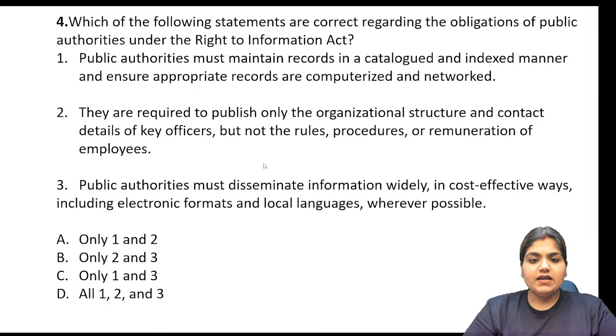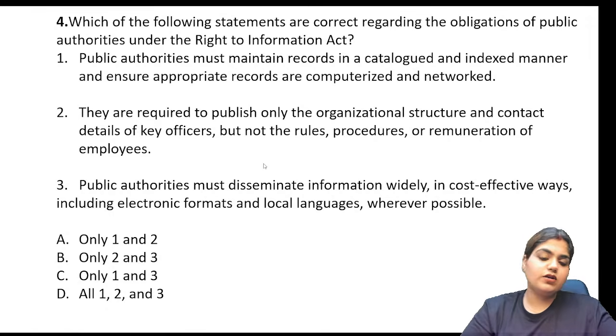Statement number 1 is correct. Statement number 3 is correct. Statement number 2 is not correct.